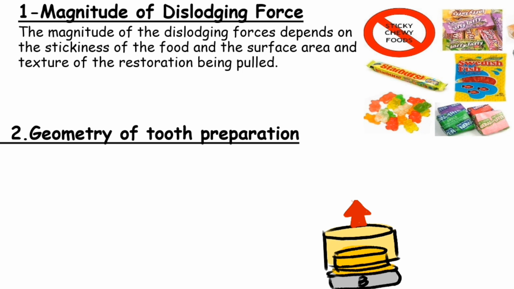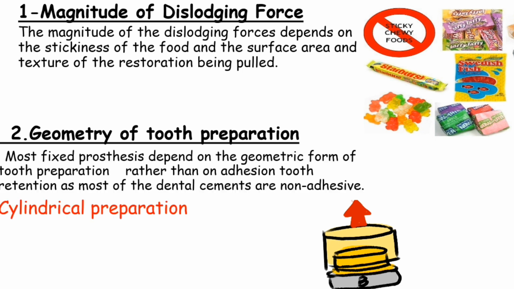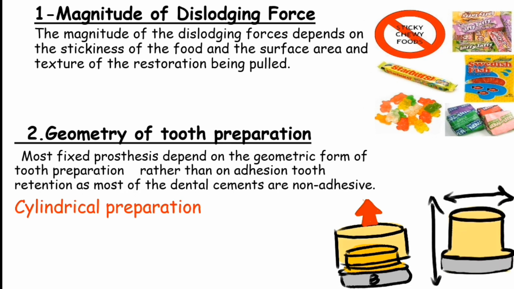The second one is geometry of tooth preparation. Most fixed prostheses depend on the geometric form of tooth preparation rather than on adhesion for retention, as most of the dental cements are non-adhesive, and some are adhesive. The geometry which is very good for tooth preparation is cylindrical preparation.